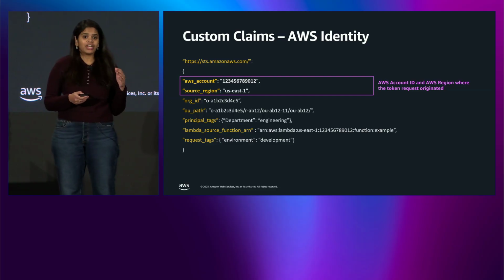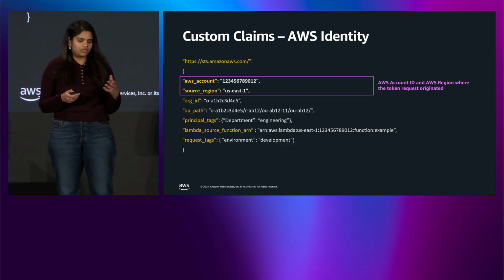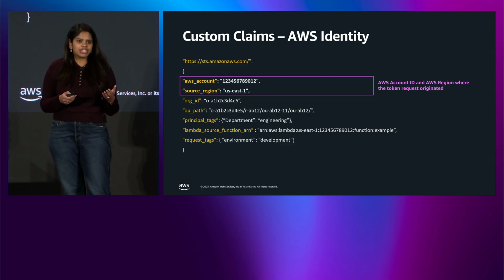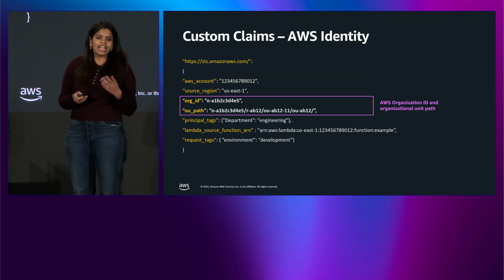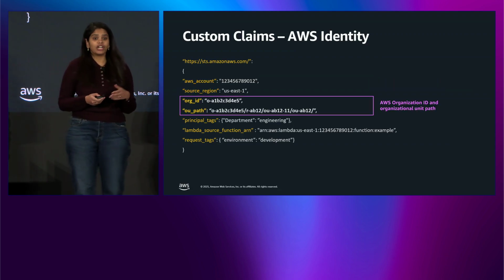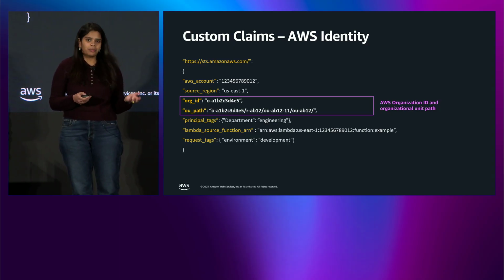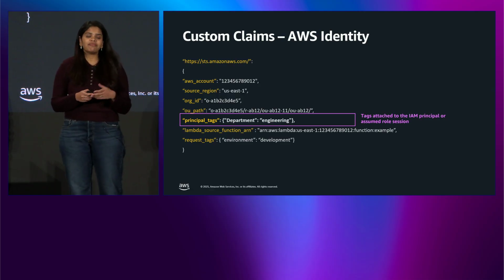The AWS account ID is included in the token. This helps the downstream service validate that the token is coming from the account that you trust. We also include the source region, which is the AWS region from which the token generation request was made. If your AWS account is part of an organization, we include the organization ID and the OU path in the token as well. Then we have principal tags.